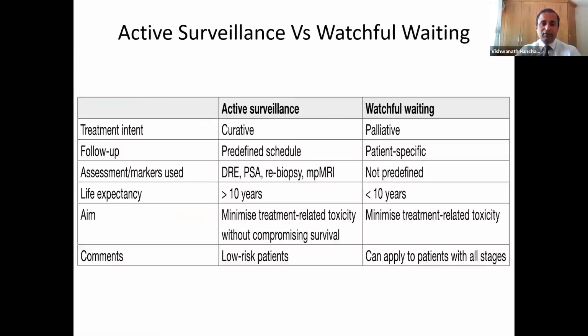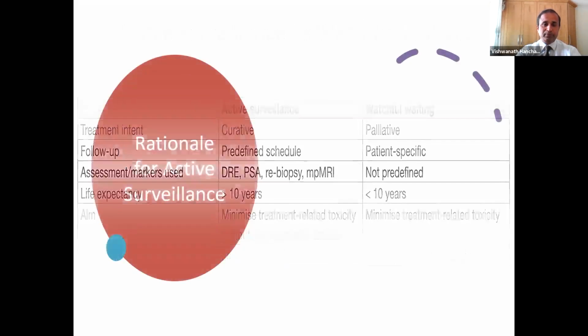Generally, the life expectancy has to be over 10 years for active surveillance. If it is less than 10 years, and probably what we talk about is around 5 years life expectancy, patients are put on watchful wait. And the main aim, as I've outlined, is to reduce or minimize the treatment-related toxicity in both settings. The watchful wait is applicable for all groups of patients, and on the other hand, active surveillance is only for low-risk patients with prostate cancer.